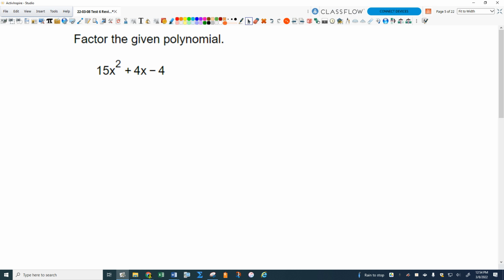So we want to try to undistribute, but we can't do it, can we? Nothing to undistribute. So this time it's slip and slide because we're stuck with a number in front of the x squared. A is not equal to 1. That makes it tougher. Okay, so slip and slide.